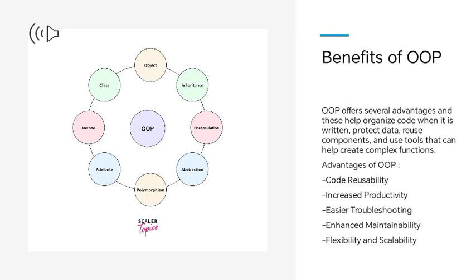Benefits of object-oriented programming. It offers several advantages, and these help organize code when writing, protect data, reuse components, and use tools that can help create complex functions. These can be code reusability, increased productivity, easier troubleshooting, enhanced maintainability, flexibility, and scalability.